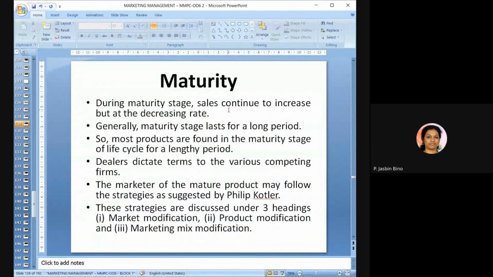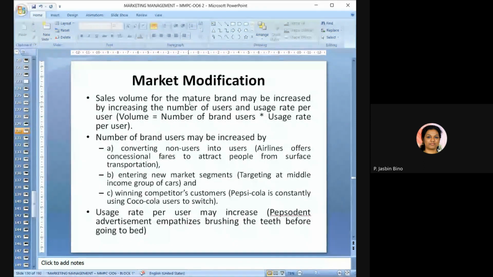The marketers of a mature product may follow three strategies as suggested by Philip Kotler, that is market modification, product modification, and marketing mix modification. So these are the three strategies suggested by Philip Kotler. The first one is market modification. In market modification, the sales volume for this mature brand may be increased by increasing the number of users and the usage rate.